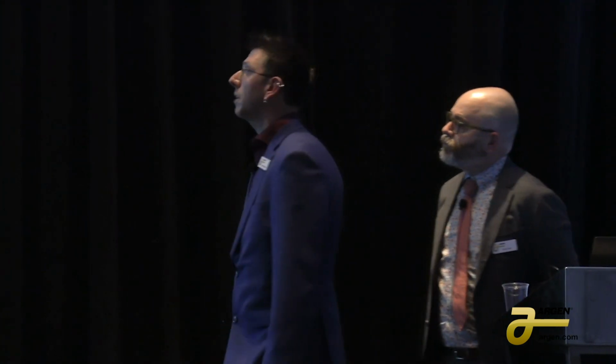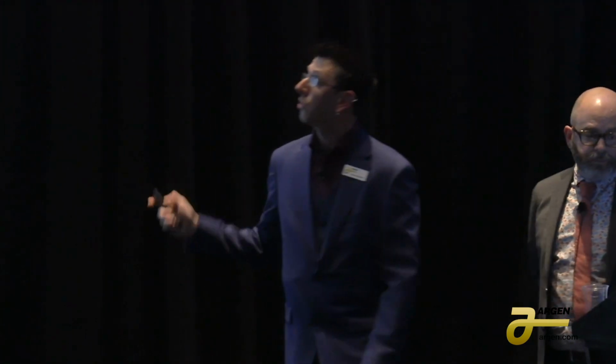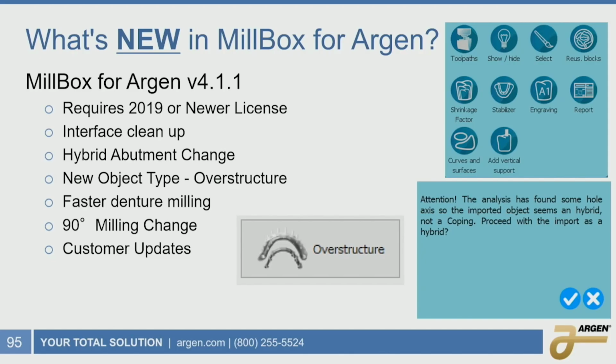Some of the changes that Argen's been making within Millbox, and a lot of these features are only on the 2019 or newer versions, is we've done some work to decrease the clutter on the interface. It's kind of sensory overload with some of the options there. We've also brought in a new object type for the overstructures. We've modified the denture milling and the 90-degree milling change. One of the topics we will be talking about is the fact that you can do 90-degree milling on the 51D. A lot of people either don't know it or don't know how to use it correctly. And now it also has the prompts for the new software to let you know when you brought in something and it needs a screw access hole on it.